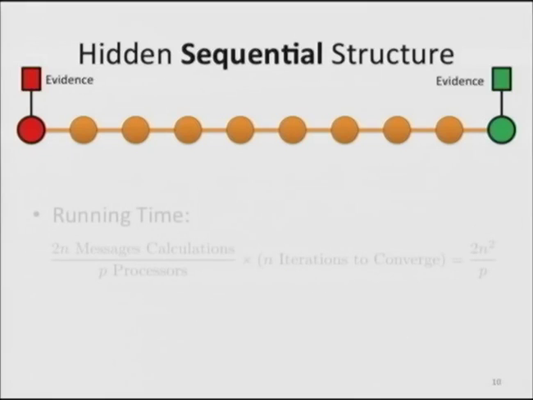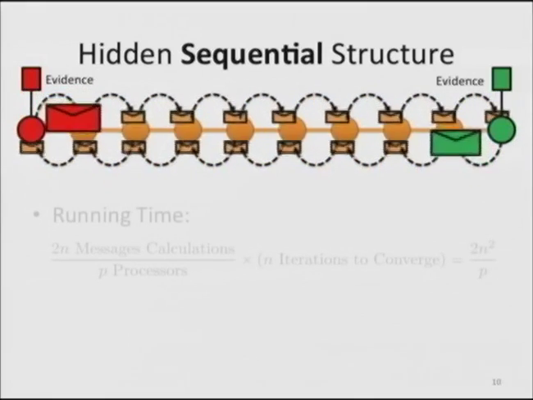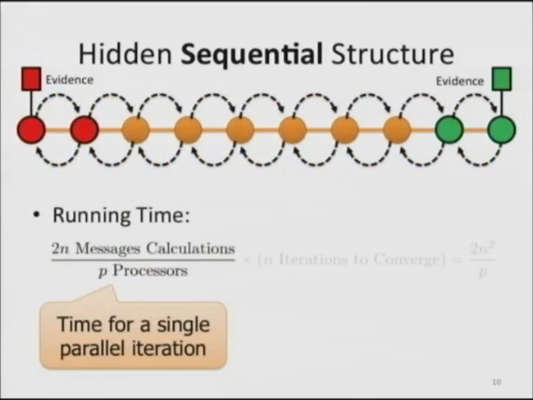messages in parallel. Right? So at once, I have n variables in my chain, so I'm going to compute 2n message calculations. But I have p physical processors. So the running time of that one iteration is just 2n over p. Okay? But as you might have noticed, evidence only moved one step.